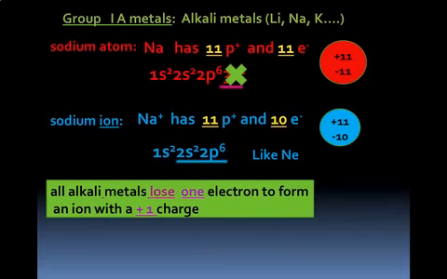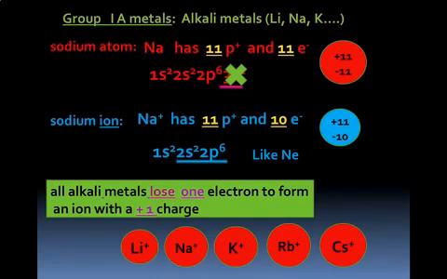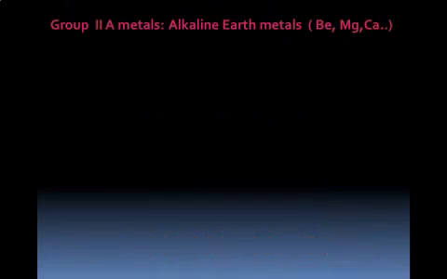So all the alkali metals will follow this pattern. They'll lose 1 electron to form an ion with a 1+ charge. So lithium +1, sodium +1, potassium +1, rubidium +1, and you don't have to write the 1, you can just write the plus. Now for group 2, the alkaline earth metals.